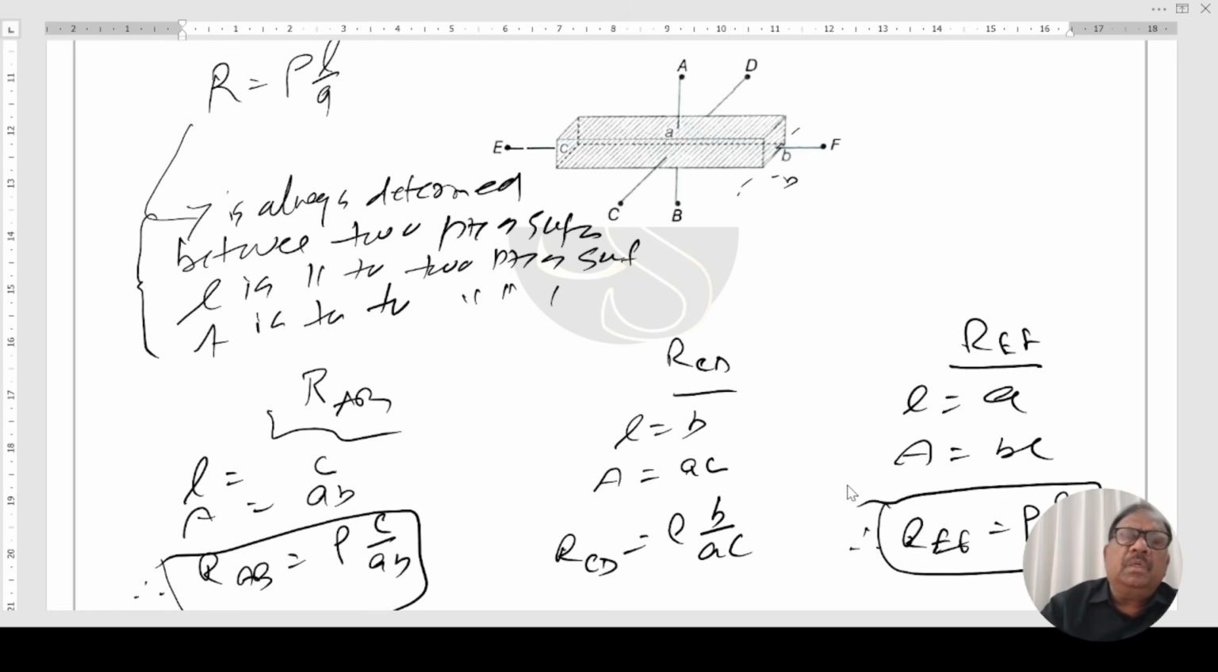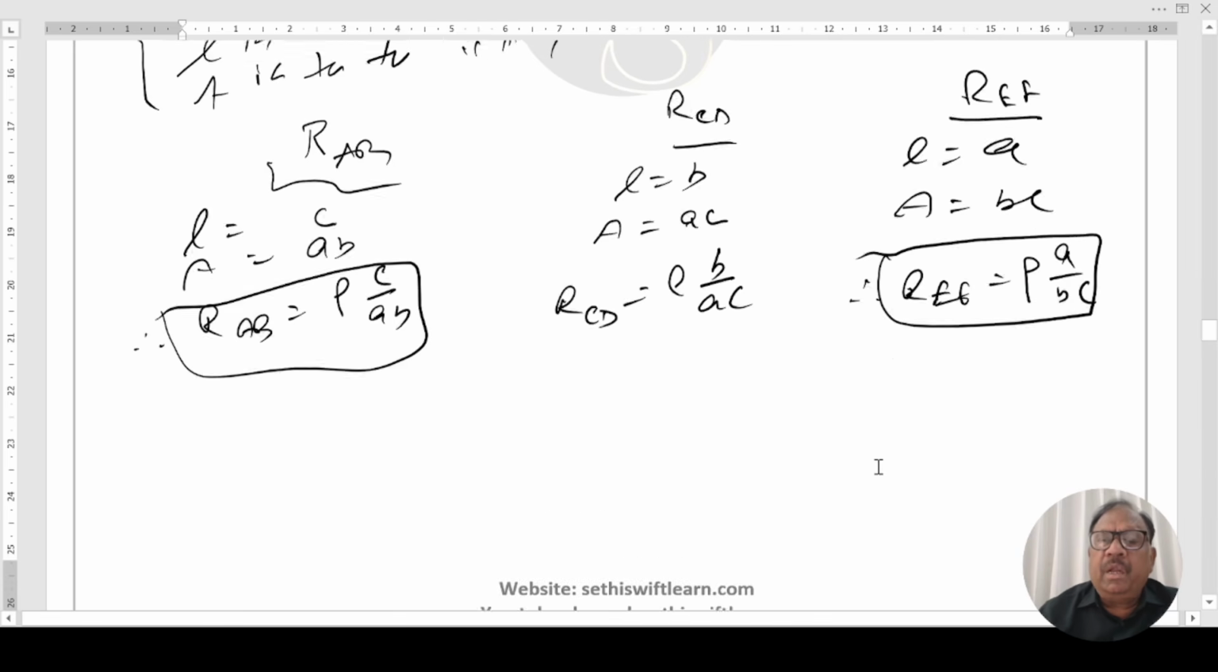So this question's concept was cleared, how to identify area, how to identify length, right? Next question.